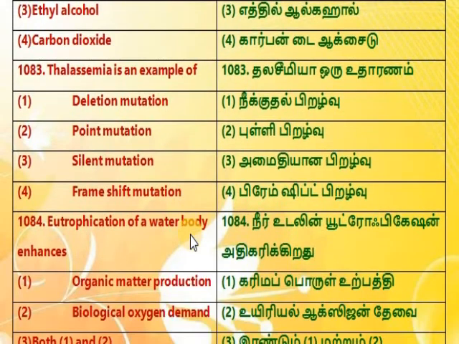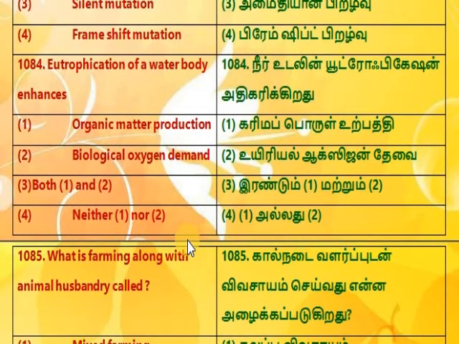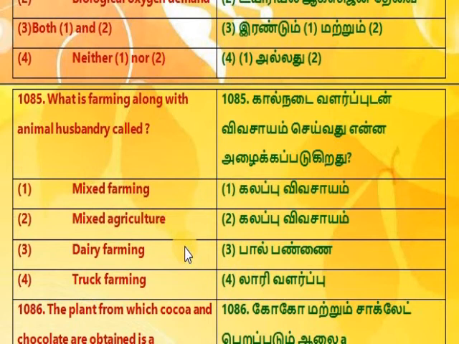1083. Thalassemia is an example of 1. Deletion mutation. 2. Point mutation. 3. Silent mutation. 4. Frame shift mutation. 1084. Eutrophication of a water body enhances 1. Organic matter production. 2. Biological oxygen demand. 3. Both 1 and 2. 4. Neither 1 nor 2.